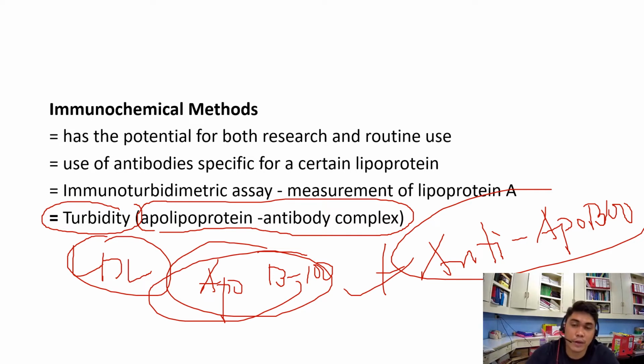Okay, so that is for the immunochemical method. And regarding antibody, it's usually specific. So this method has the potential to be used in both research and routine analysis.